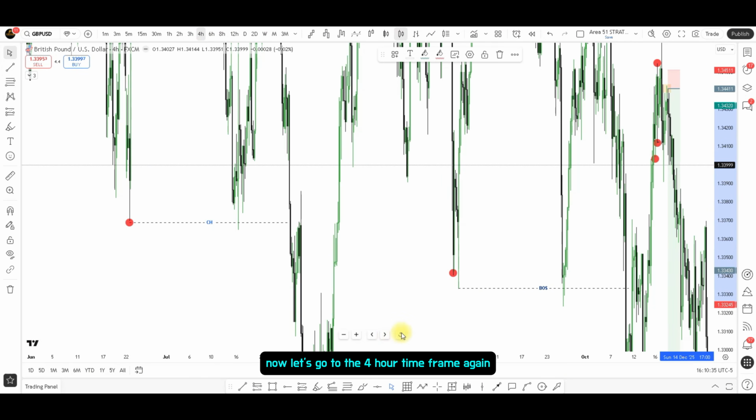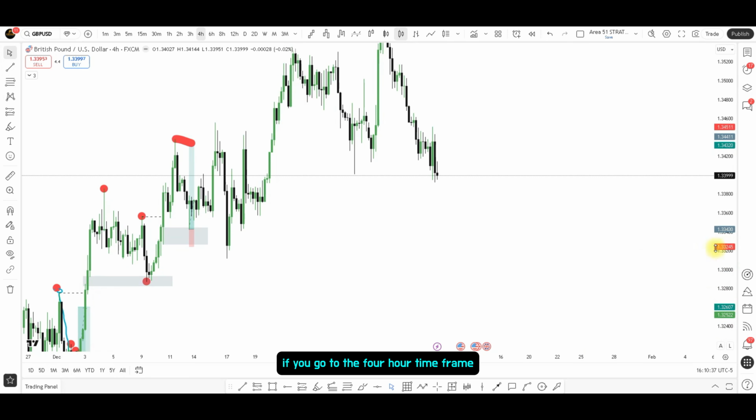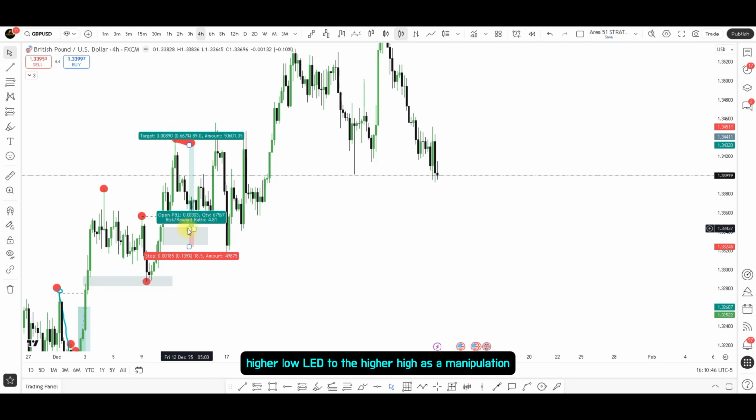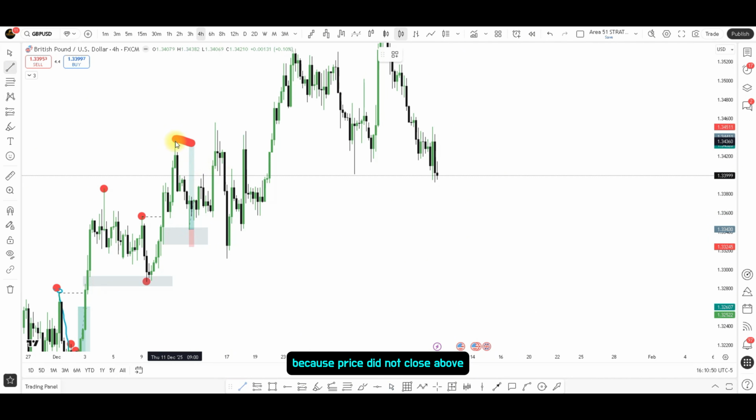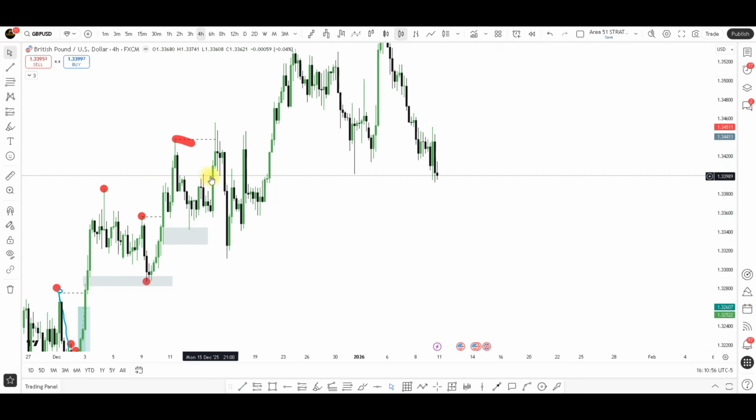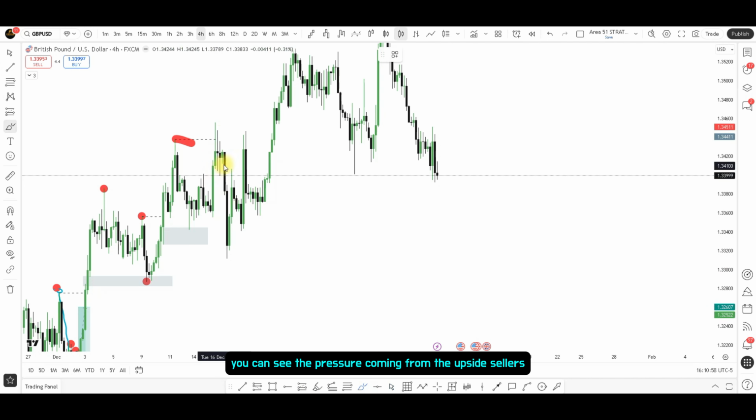Now let's go to the 4-hour time frame again. If you go to the 4-hour time frame, you can see price created a manipulation. It used this higher low that led to the higher high as a manipulation because price did not close above. It was kind of risky. It didn't close above the higher high. It wicked out. You can see the pressure coming from the upside.